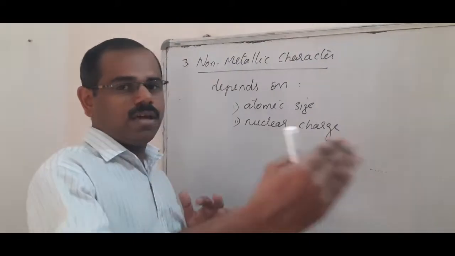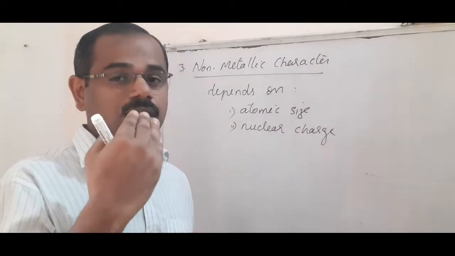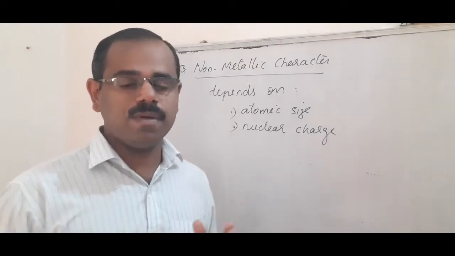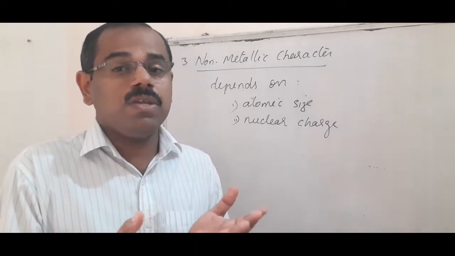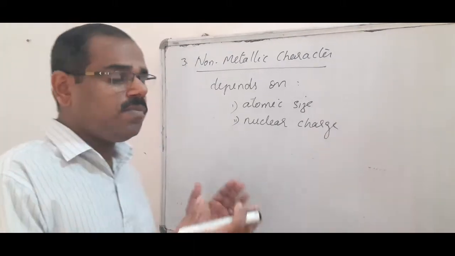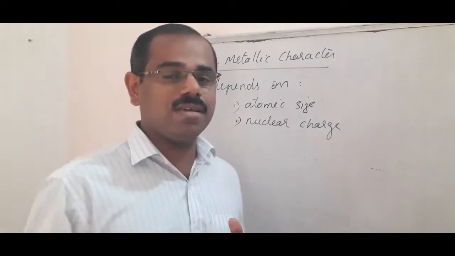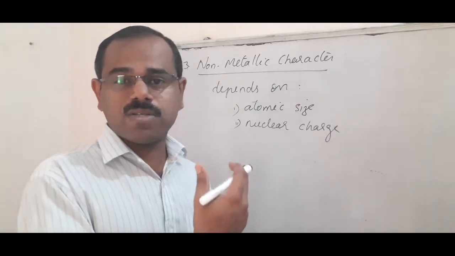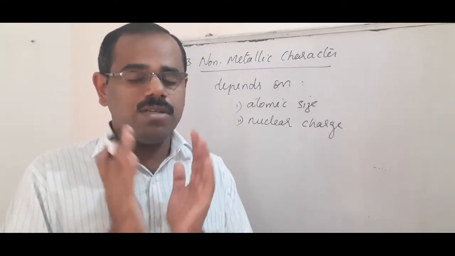And while considering left to right, what happened? Atomic size is getting smaller from left to right of a period. Since atomic size is smaller, high nuclear pulling is there. Or we say left to right, proton number, nuclear charge, is getting increased. Since more nuclear charge is there, more nuclear pulling is there. Since the number of shells remains the same, atomic size is decreased.